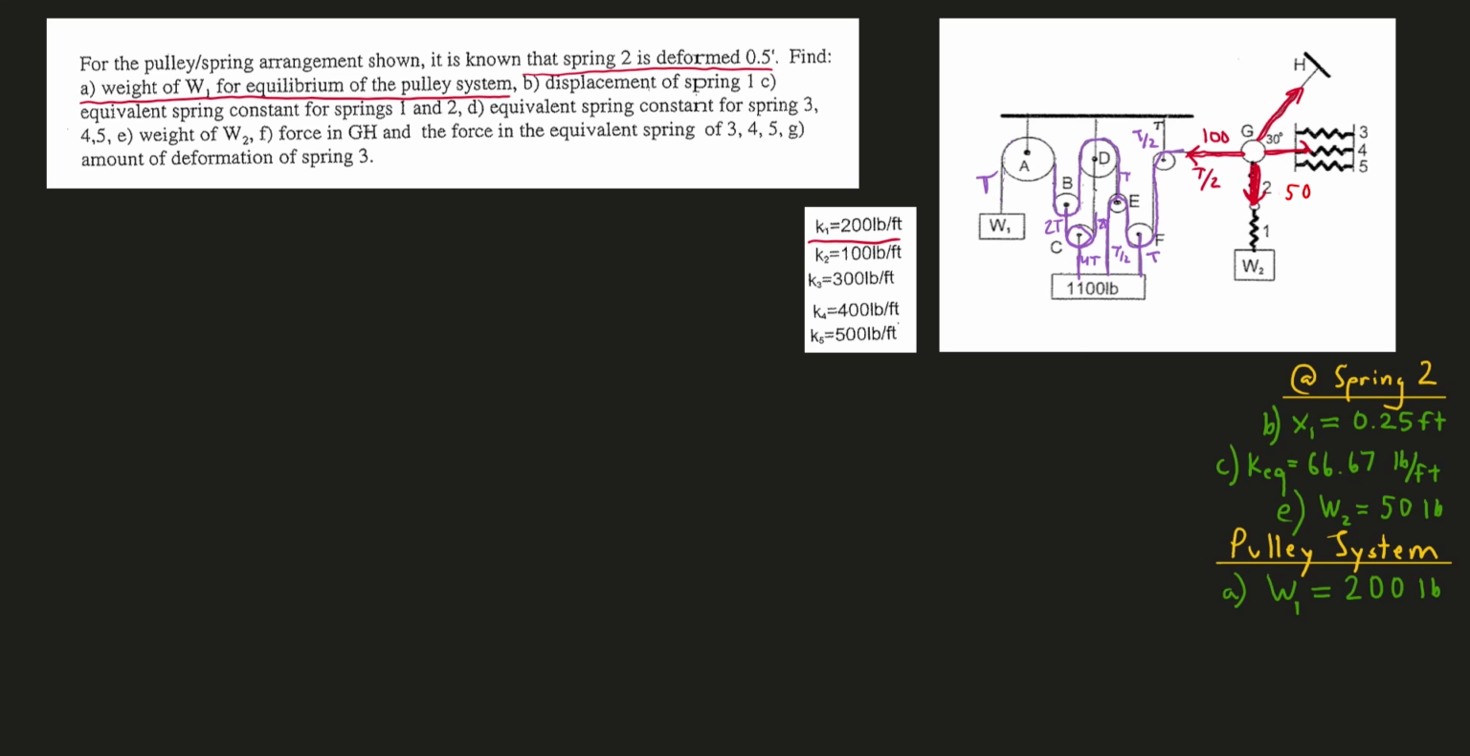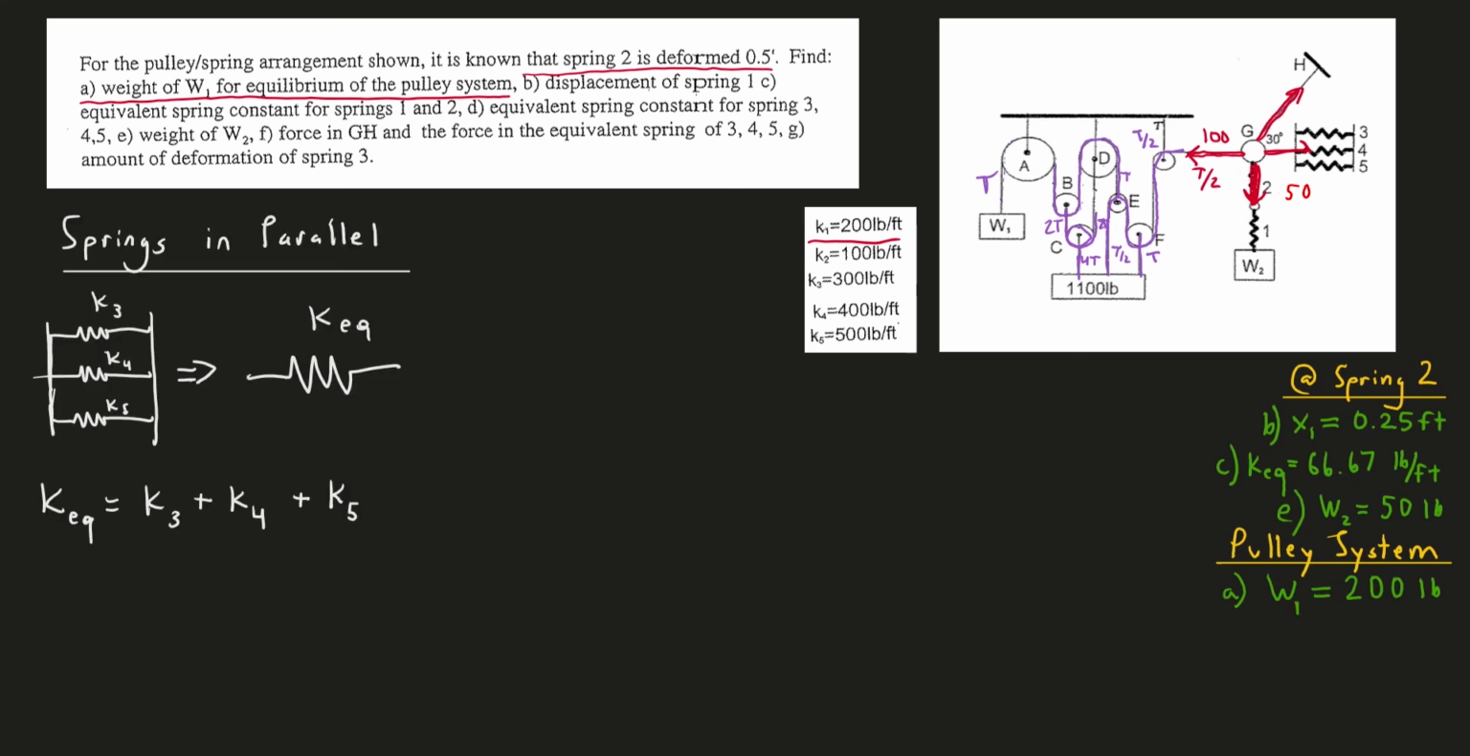So, before we draw the free body diagram, let's just simplify this system of parallel springs right here. These are clearly springs in parallel, and we know we can just add their stiffnesses up. So K3, 300, K4, 400, K5, 500. Therefore, that's going to be 700 plus 500. That's going to be 1,200 pound-feet right there.